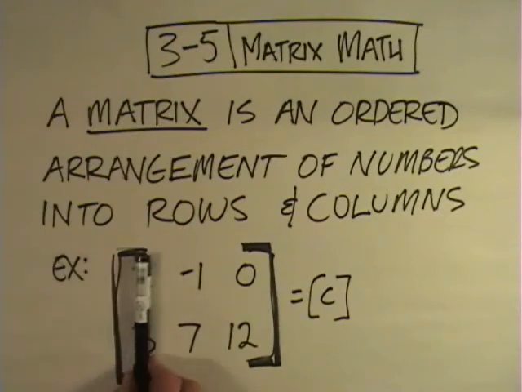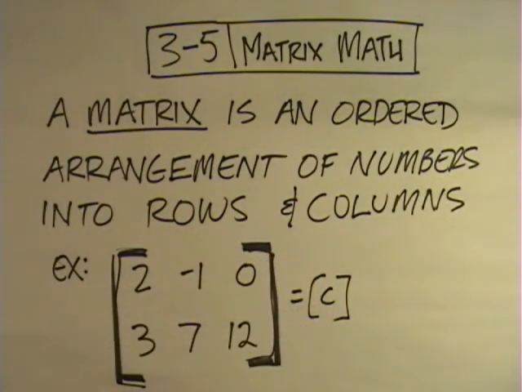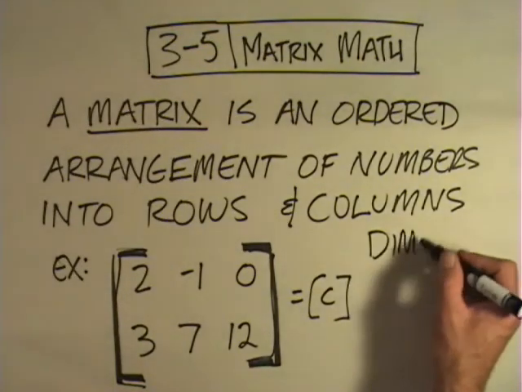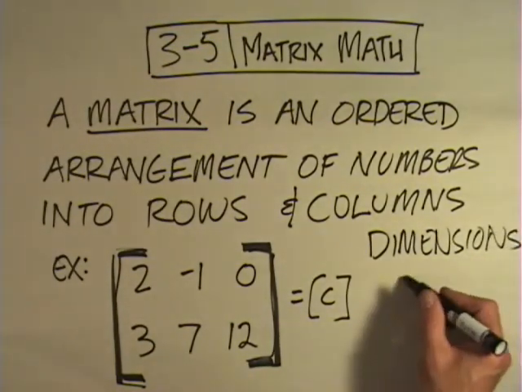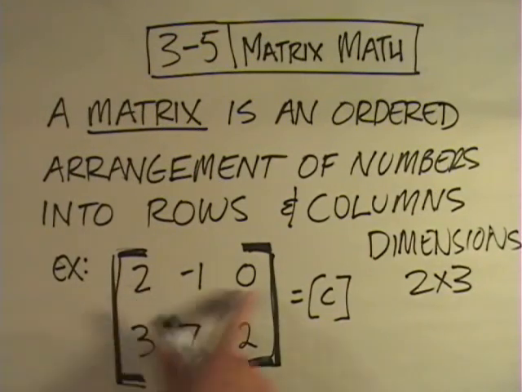So think of columns. They're the vertical things. You've got three of those. You've got two rows. This is identified as a matrix with dimensions 2 by 3. So you'll see in a moment how we use that to tell whether we can add or subtract or multiply or divide matrices. Anyway, we would call this matrix C, and it's a 2 by 3.